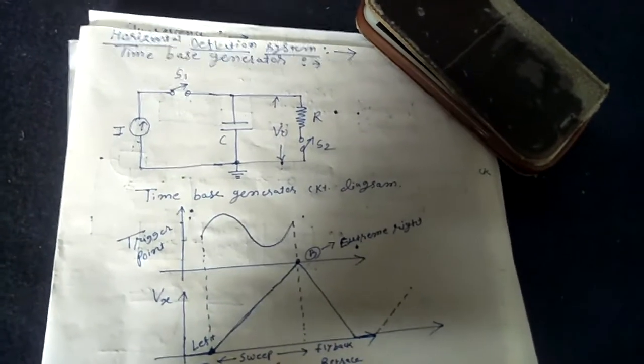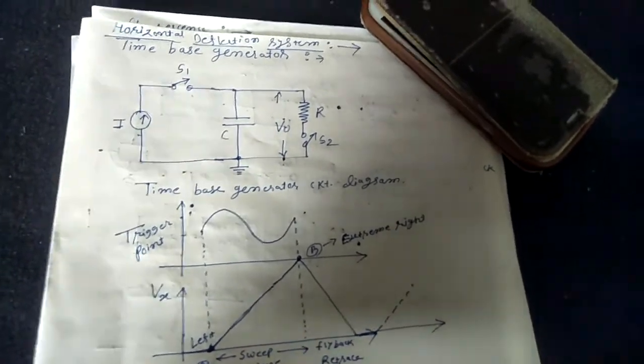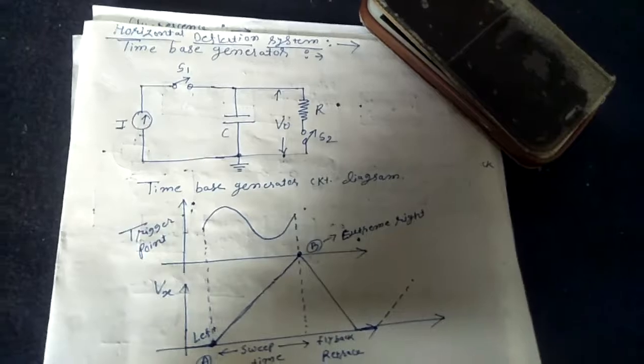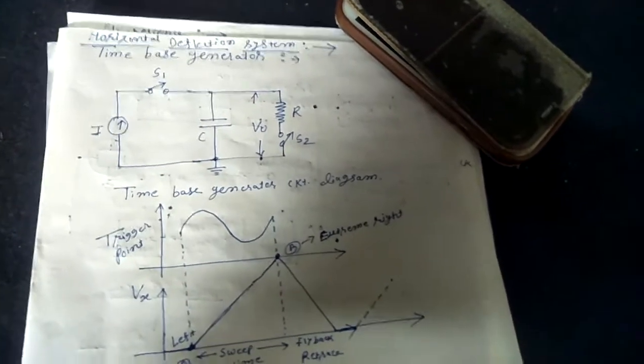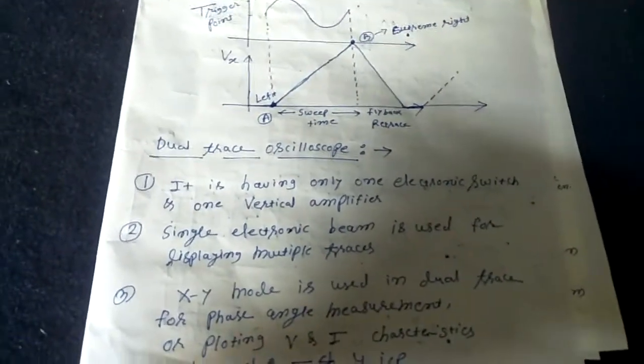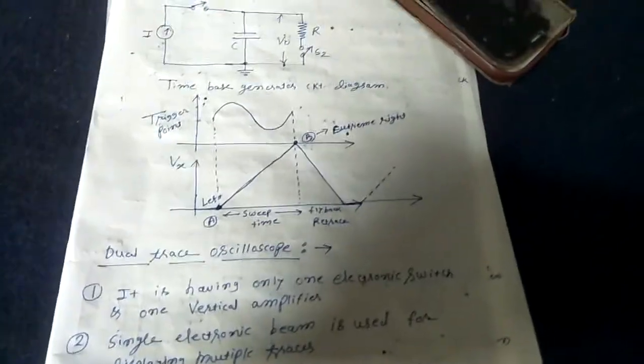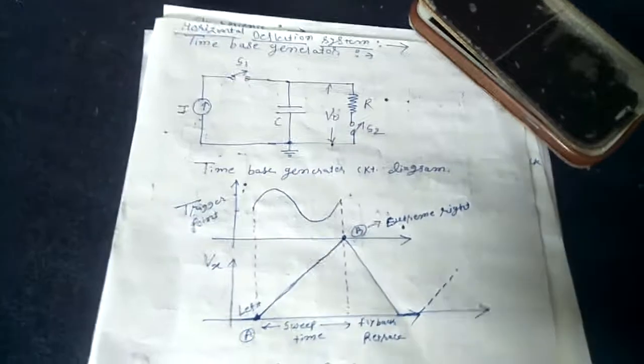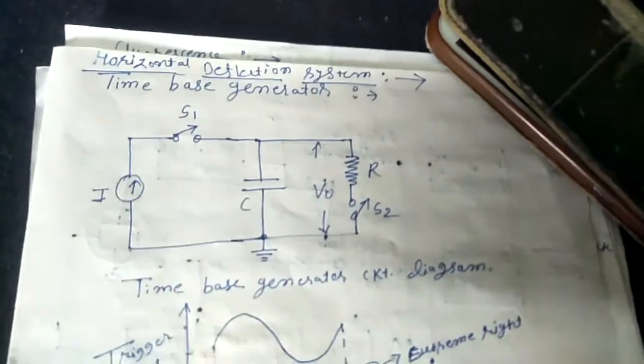Dear student, now we are going to study another topic, that is the horizontal deflection system. After that, dual trace CRO and dual beam CRO, and voltage and frequency measurement by using CRO. So these topics we are going to study. Now first we will see the horizontal deflection system.